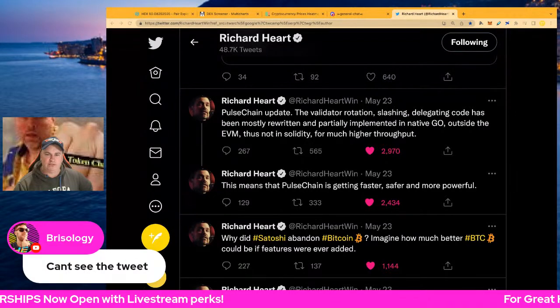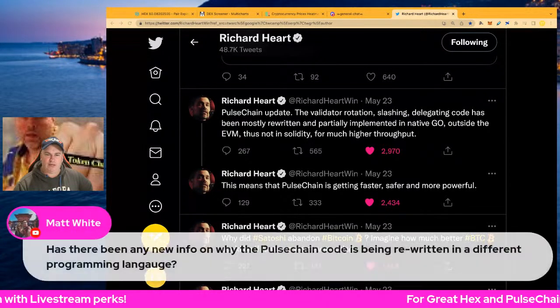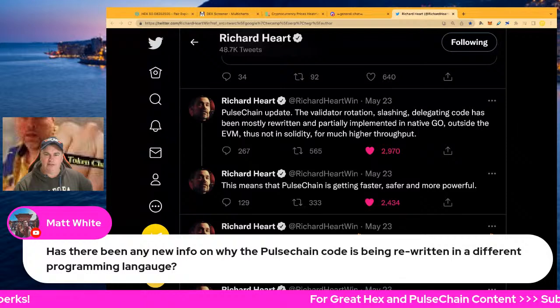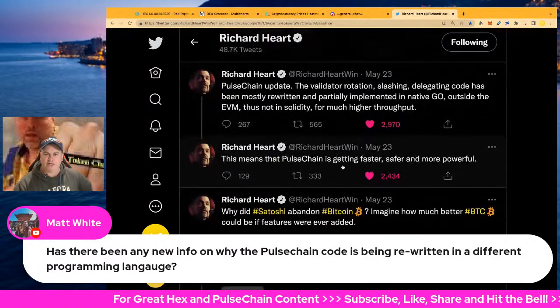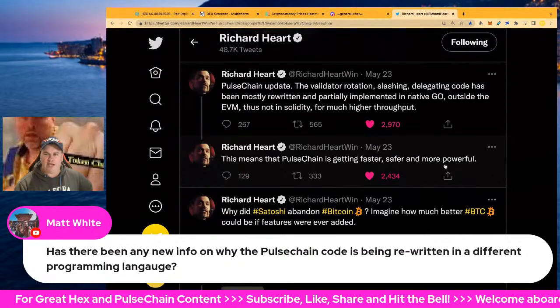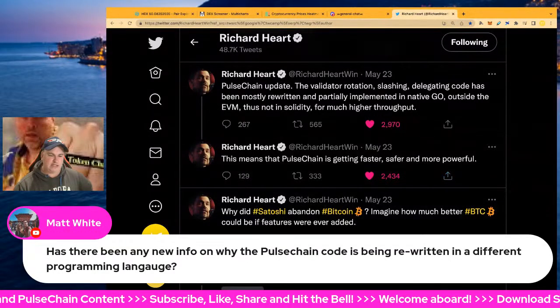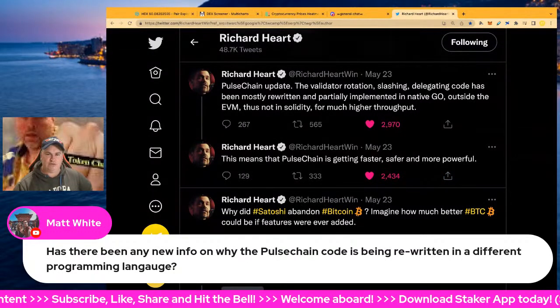So I think it was Sachin, was it? Or Matt White. So it was Matt White that was asking about that. There we are. So it's going to give higher throughput is the answer there. This means that Pulsechain is getting faster, safer, and more powerful. So there we are. I'm going to take a snapshot of that so I don't have to scroll through it next time.